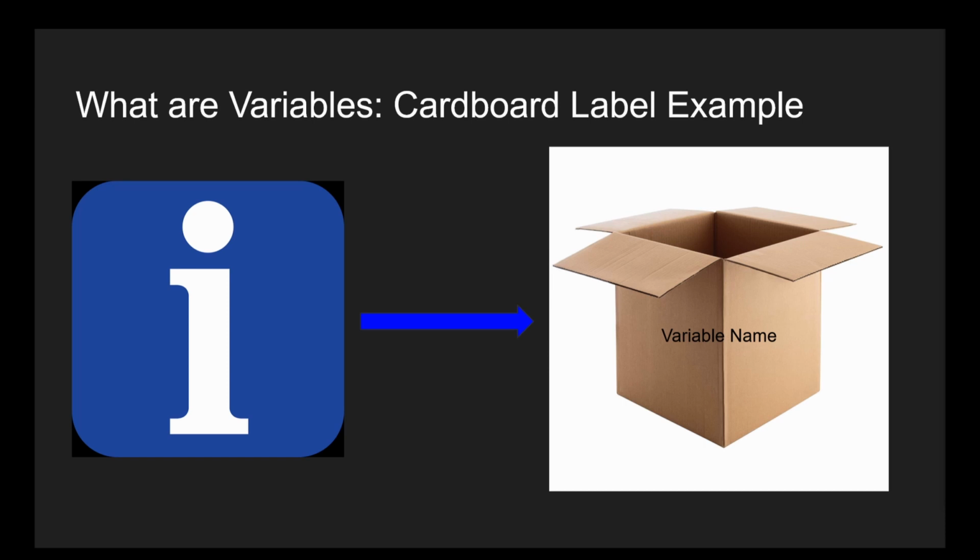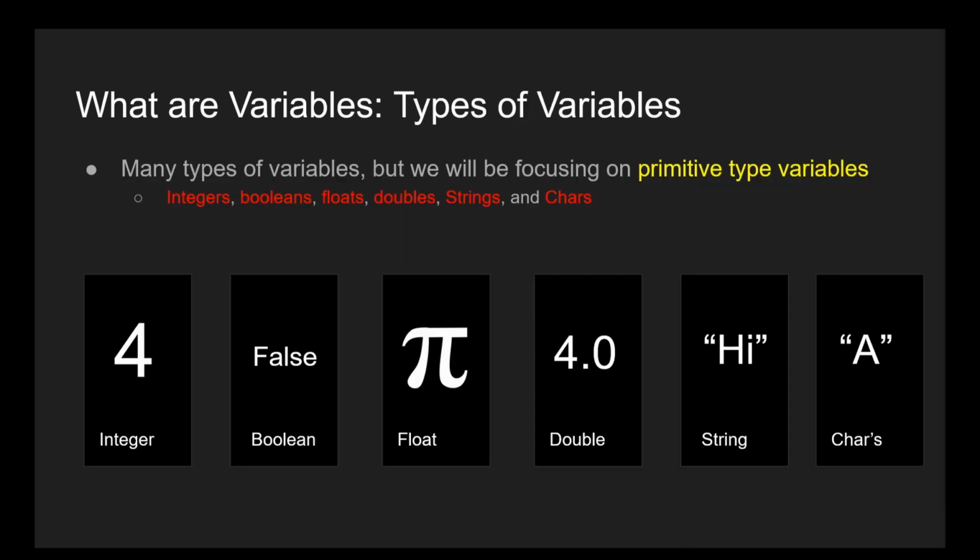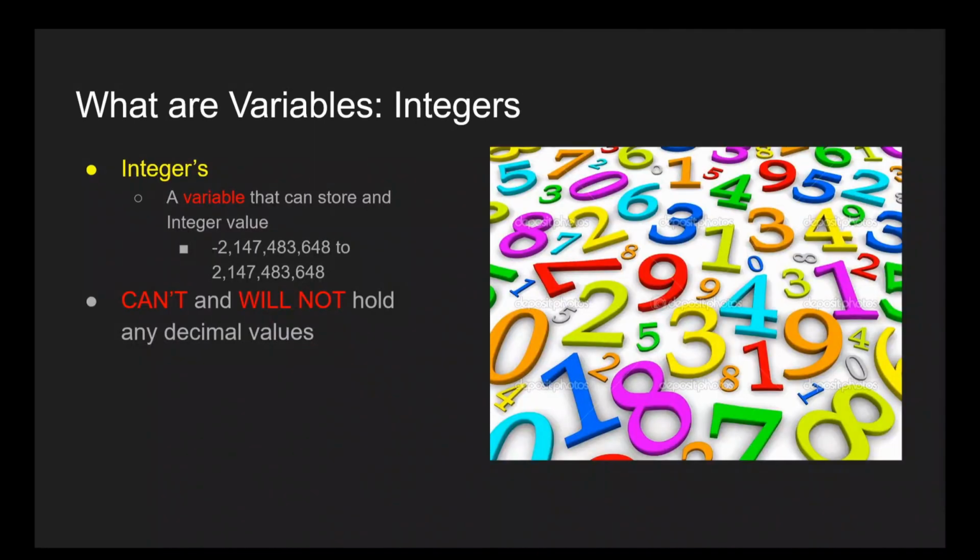Now there are many different types of variables that a programmer can use, but right now we will be just covering what are called primitive variables, which includes integers, booleans, floats, doubles, strings and chars. Well, we start off talking about integer. An integer, or int for short, is as simple as it sounds, a variable that can store an integer value.